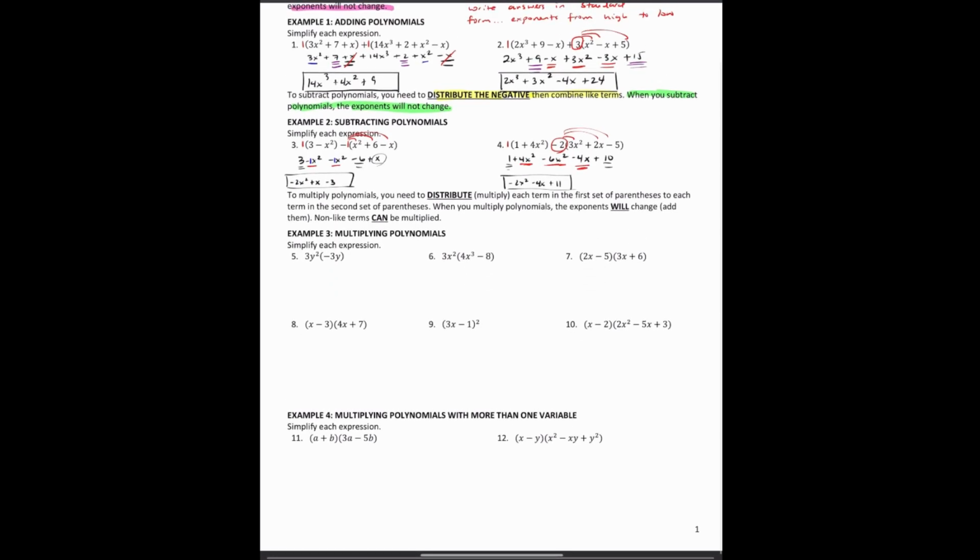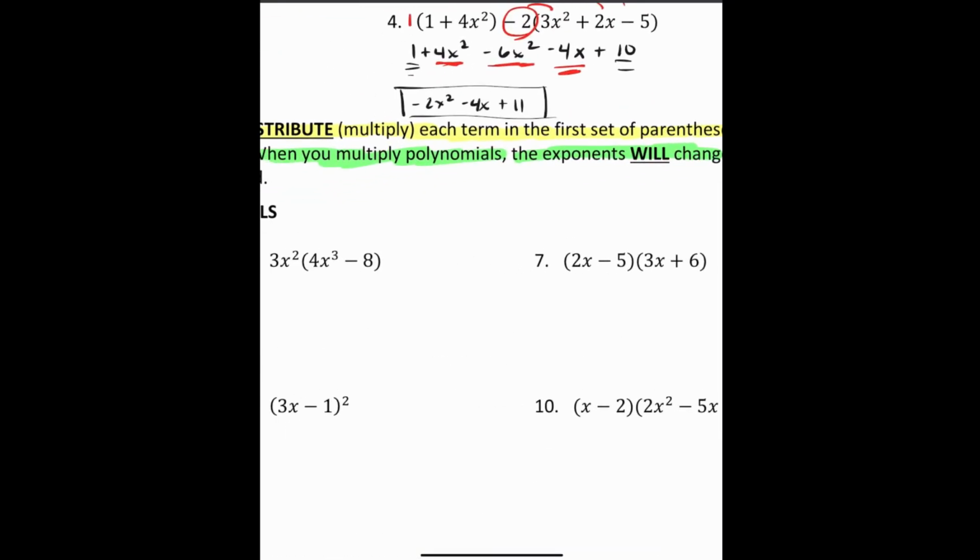Okay. To multiply polynomials this time, you need to distribute, which means multiply each term in the first set of parentheses to each term in the second set of parentheses. When you multiply polynomials, the exponents will change, which means you need to add them. Non-like terms can be multiplied together. Okay? Now, the stuff in green that I highlighted, what does that even mean? Let's go ahead and review how to multiply exponents with the same base.